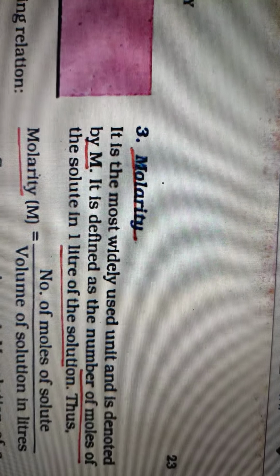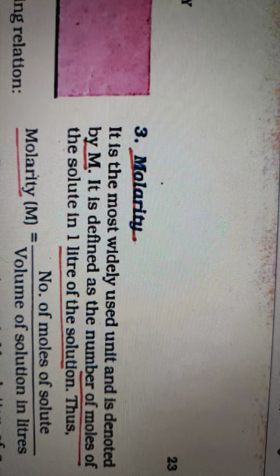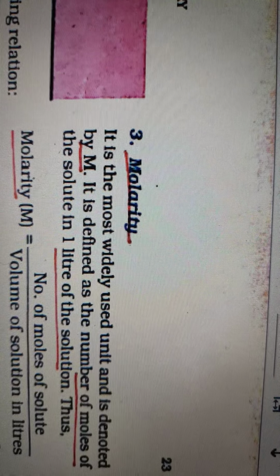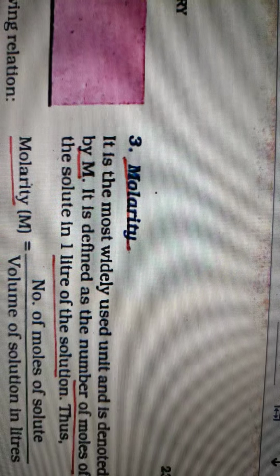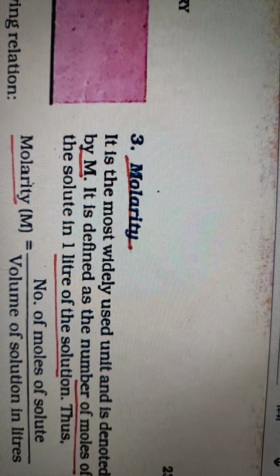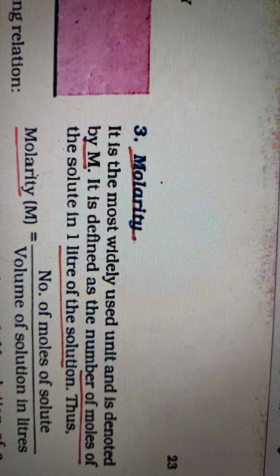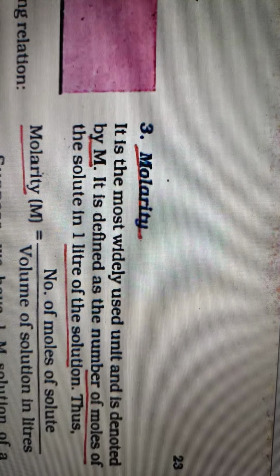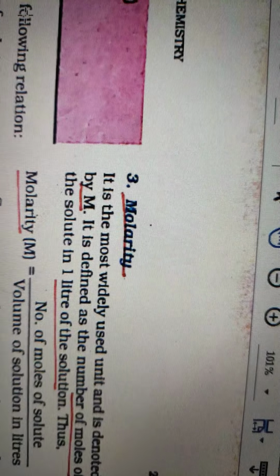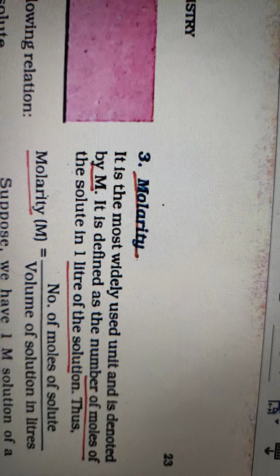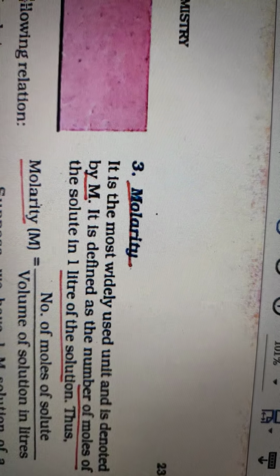It is defined as the number of moles of solute dissolved in 1 liter of solution. So it is related to volume of the solution. How will you calculate moles? Moles will be equal to given mass upon molar mass. The mass upon molar mass, divided by volume of solution in liter, will give you the molarity. Again I will say, molarity is defined as the number of moles of solute dissolved in 1 liter of solution.